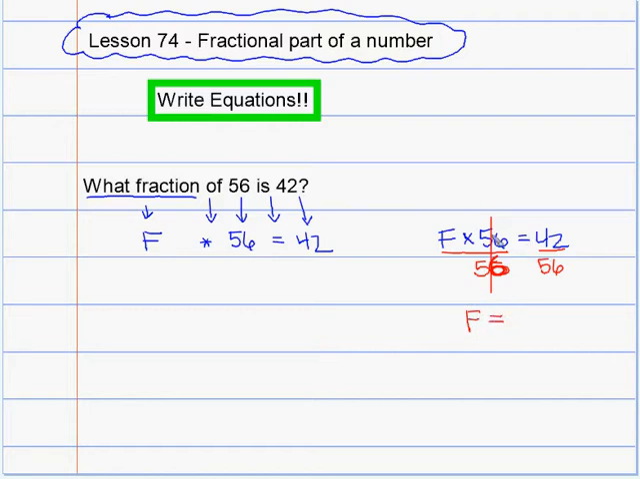F equals. Now, here's where you might be tempted to divide this. But remember, we need a fraction. And so all we have to do is reduce this. I know that 7 goes into both of those numbers, so I have 6 out of 8, and I can divide that again, so I'm going to get 3/4. So 14 went into both of those numbers. So the fraction, what fraction of 56 is 42? It's 3/4.